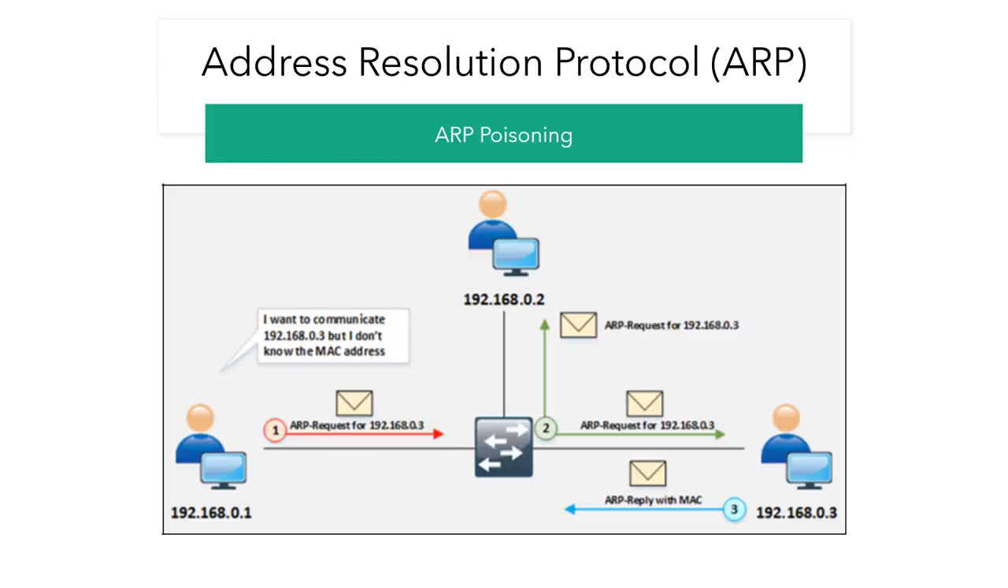ARP poisoning. ARP is a stateless protocol that is used within the broadcast domain to ensure communication by resolving the IP address to the MAC address mapping. It is in charge of Layer 3 and Layer 2 address mappings. The ARP protocol ensures the binding of the IP address and MAC addresses.